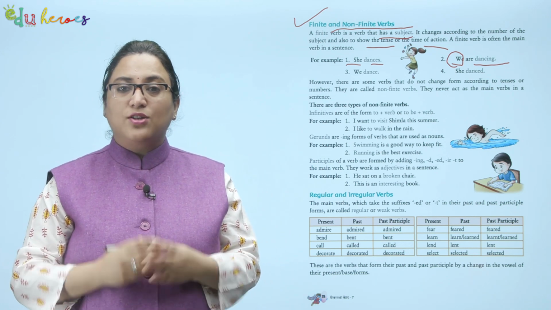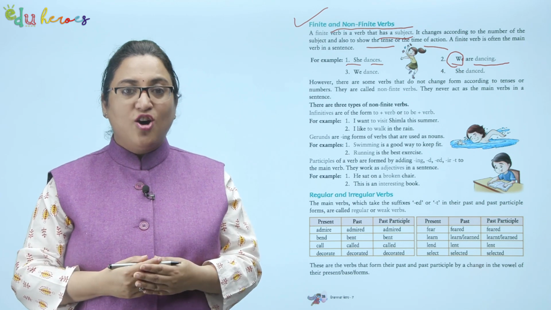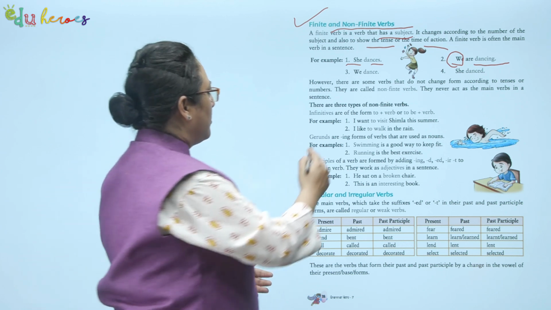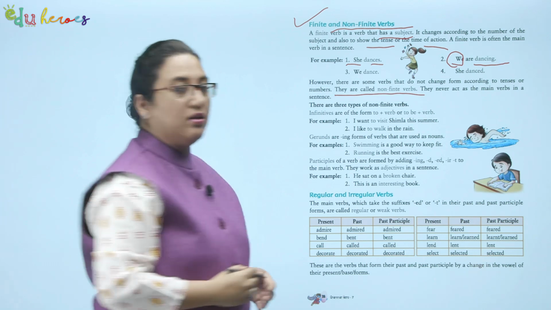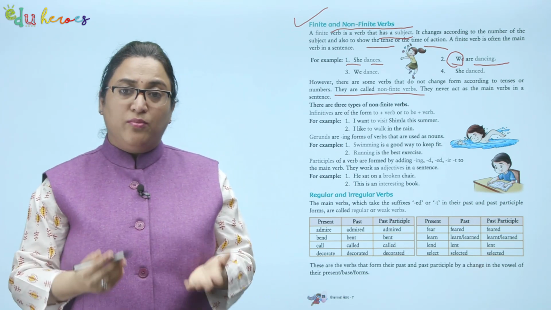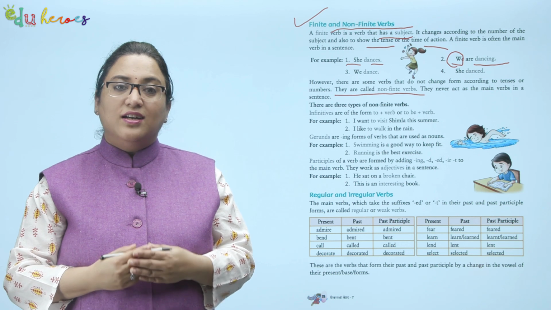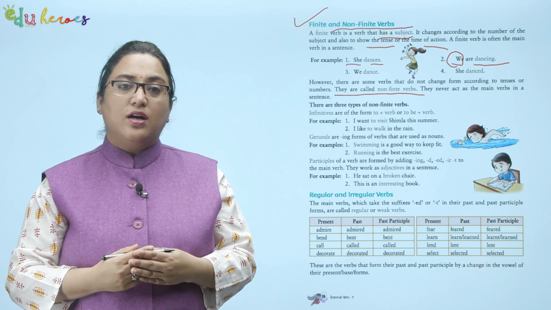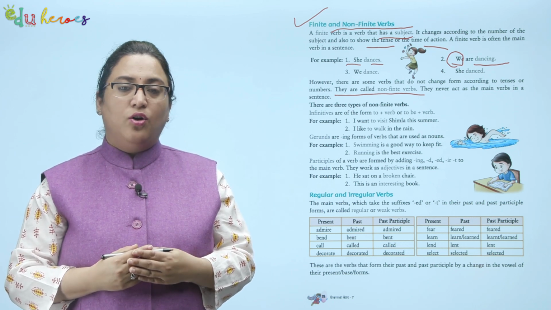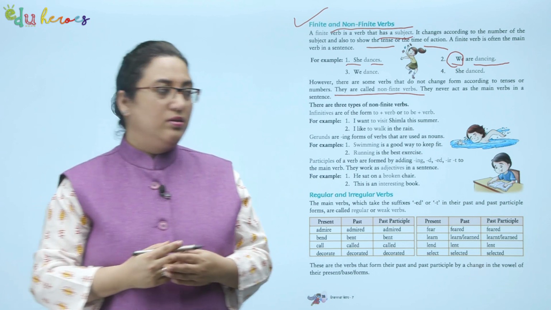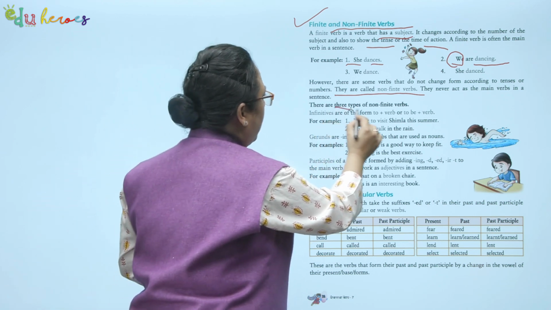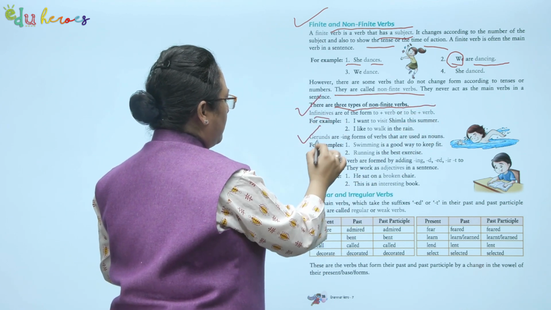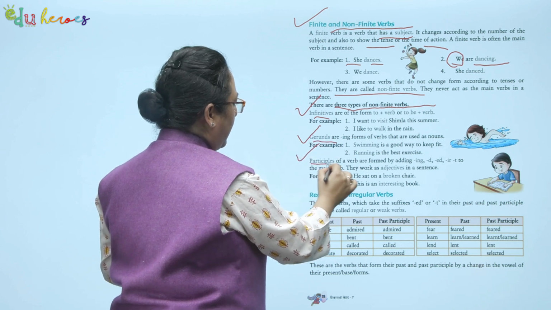However, there are some verbs that do not change form according to tenses or numbers. They are called non-finite verbs. So, there is no change. And they never act as the main verb in a sentence. There are three types of non-finite verbs. Infinitives are of the form to plus verb or to be plus verb. So, the three types of non-finite verbs: first, infinitives, then gerunds, and third one, participles.